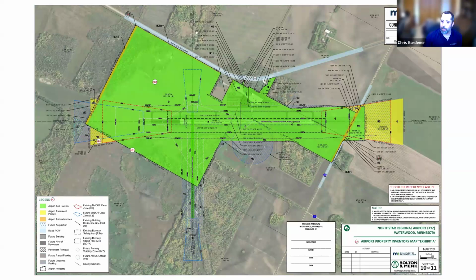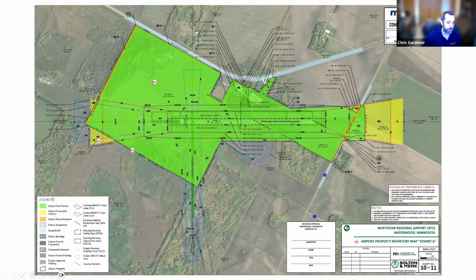And then getting into the airport property inventory map. We would like all the property split up by how it was initially acquired, and specifically would like metes, bearings, and distances on any of the property boundaries, essentially.